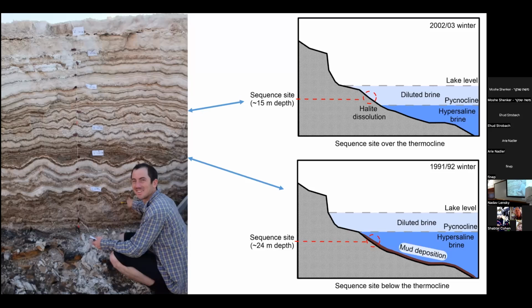The layer that was influenced by the floods was only 15 meters or so. And the section at this place was below that, so it was not in contact with diluted water. So this is why we don't have dissolutions at this location, but we do have a lot of mud that arrived here.